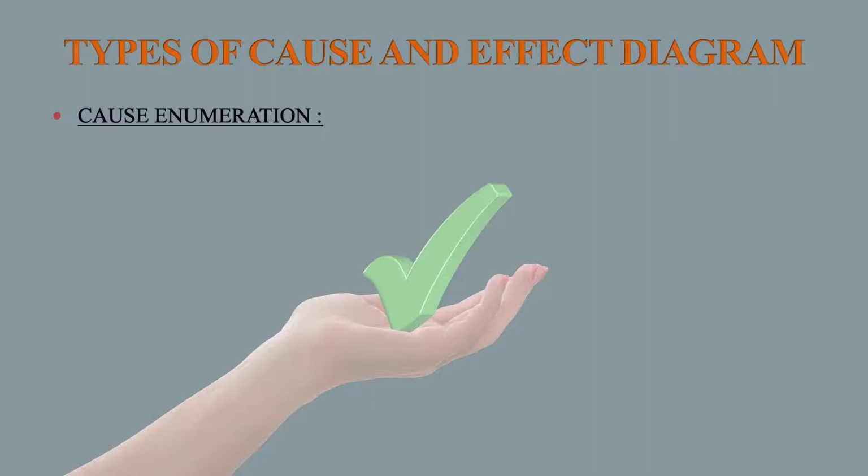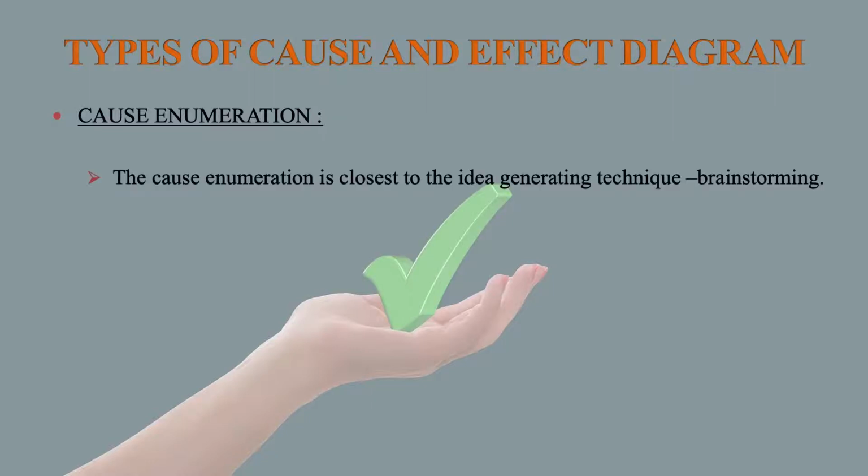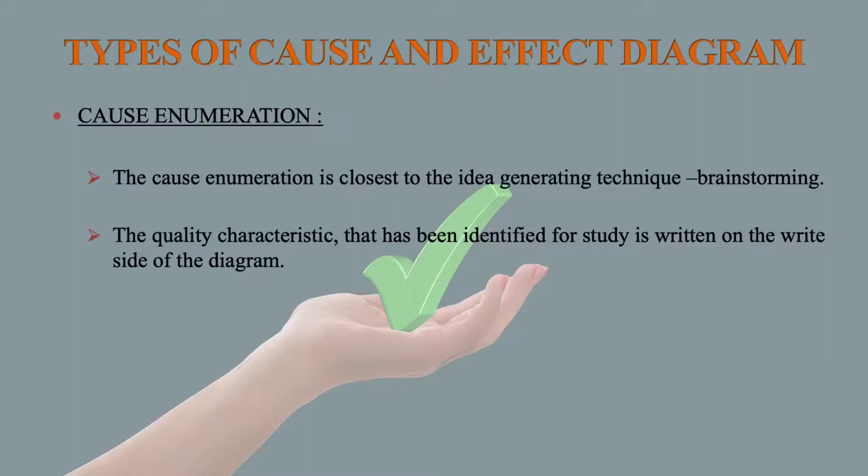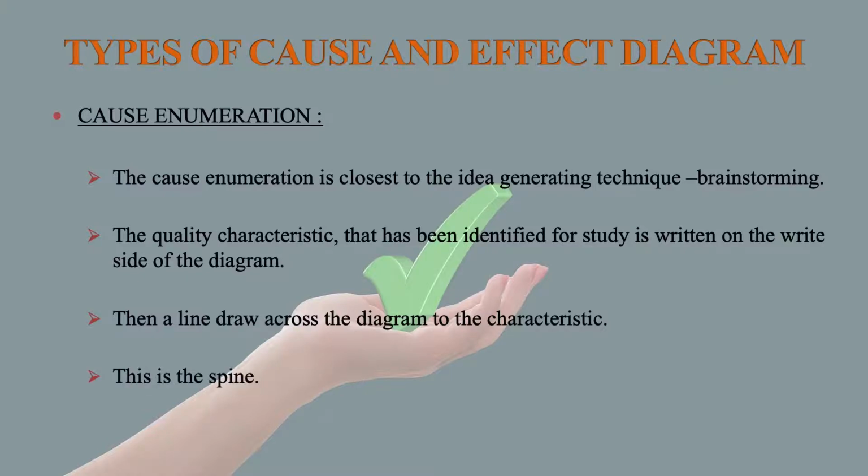First one is cause enumeration. The cause enumeration is closest to the idea generating technique, that is brainstorming. The quality characteristic that has been identified for study is written on the right side of the diagram. Then a line is drawn across the diagram to the characteristic. This is the spine.